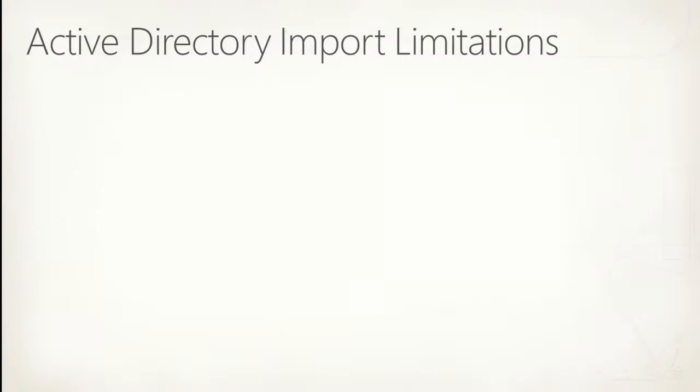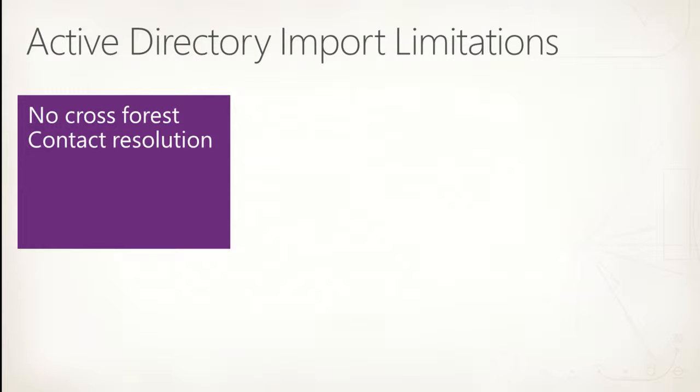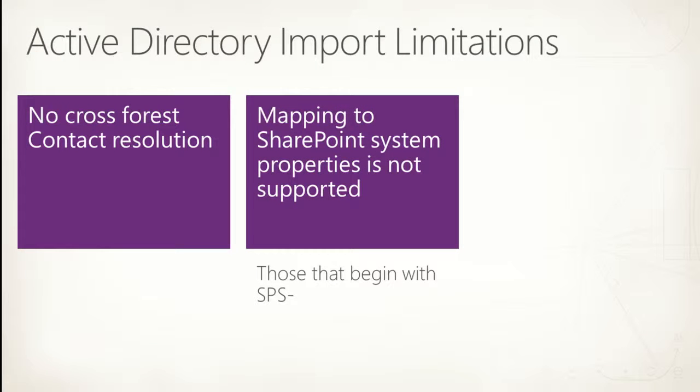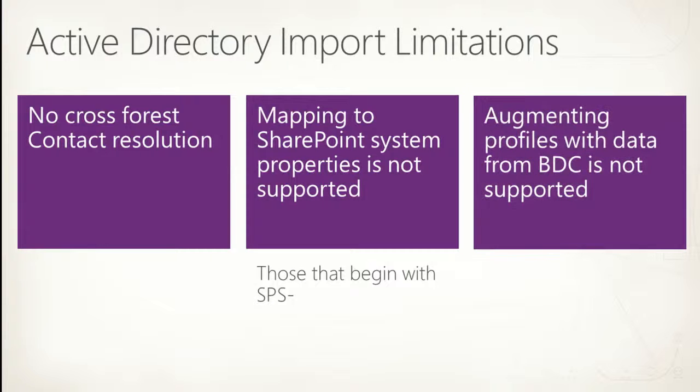There are some limitations. We cannot do contact resolution across the forest. We cannot map an attribute from Active Directory to the SharePoint system properties. So any of the properties that begin with the prefix SPS-, we cannot use those to map to an AD attribute. And we cannot obviously leverage the BDC capability, which is part of the user profile synchronization stack. So, if we plan later on to do this, we're going to need to plan for switching modes at some point in the future.